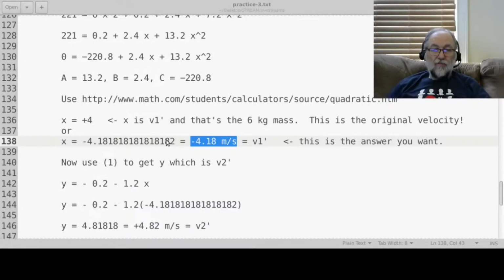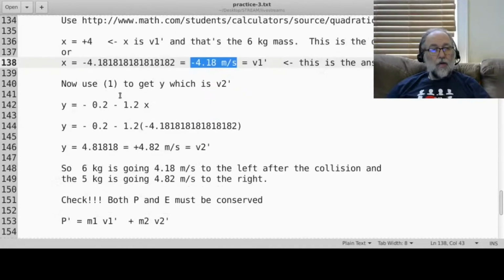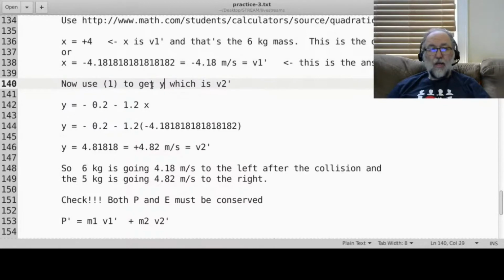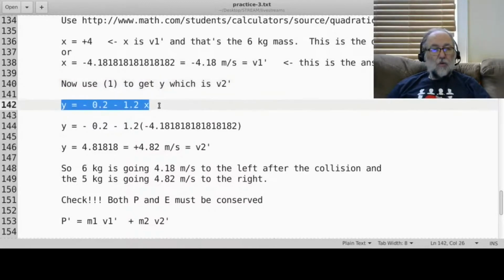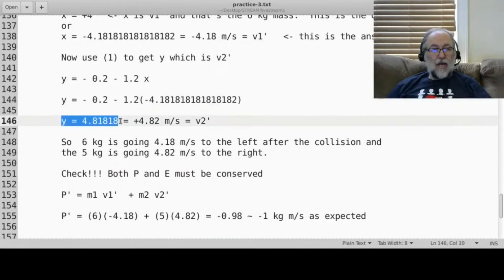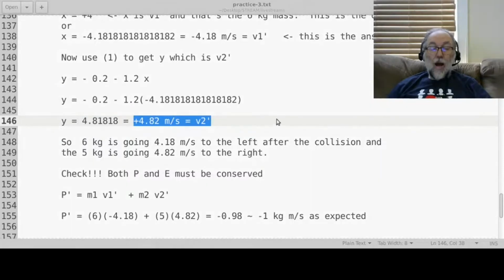What about the other one, the velocity for the 5 kilogram mass? Just use equation number one. Once you get one of them, you can substitute into either of the other two equations to get the other number, but equation number one is the easiest, so might as well use that one. Use equation number one to get v2 primed, which is just y. Substitute in the value of x, and you get a number that rounds off to positive 4.82.